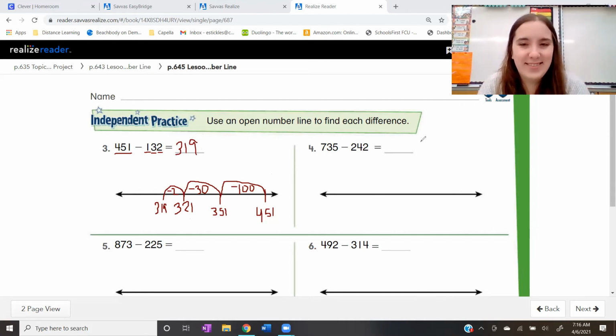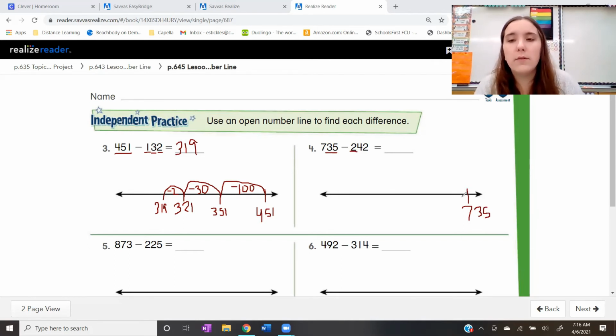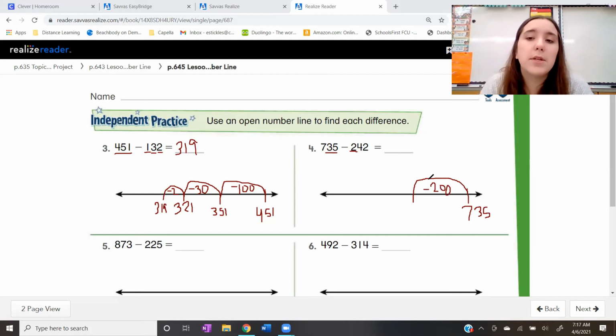You ready? Okay. So I'm going to start at 735 all the way over here. 735. Now in 242, I have 200s. I'm going to do one big jump of 200. Big jump, minus 200. I know that I had 700s and I'm taking away 2. So 7 minus 2 is 5. So I have 500s left, and my 10s and my 1s didn't change. So I still have 3 10s and 5 1s.